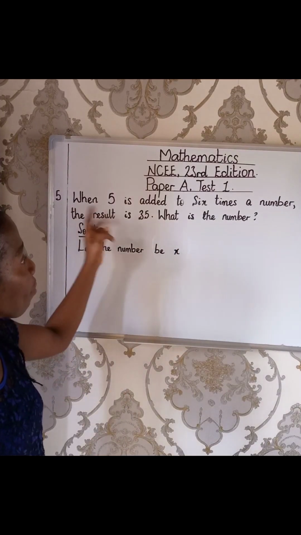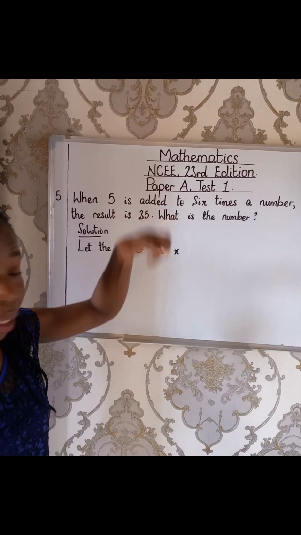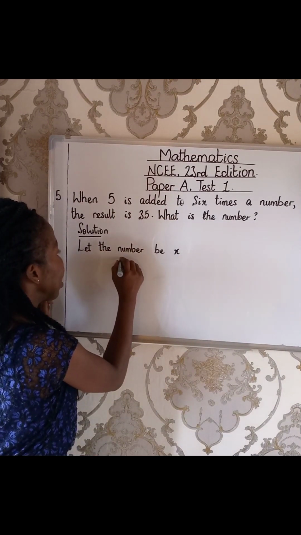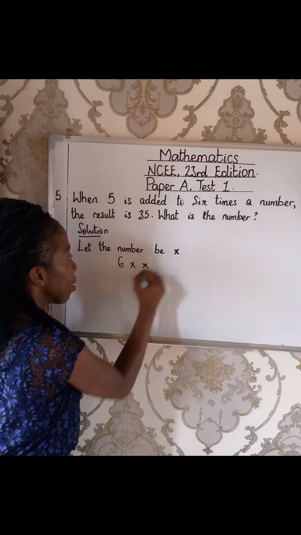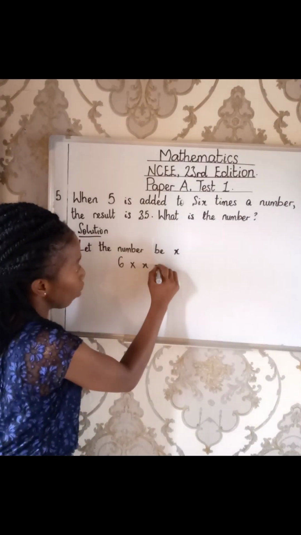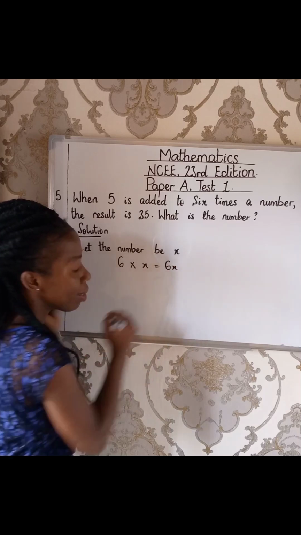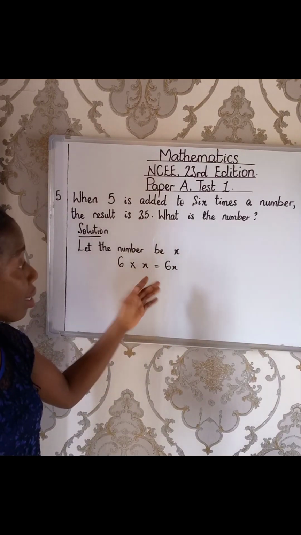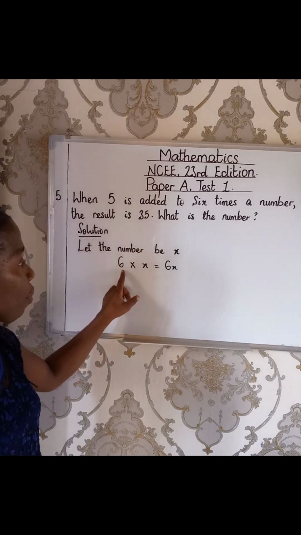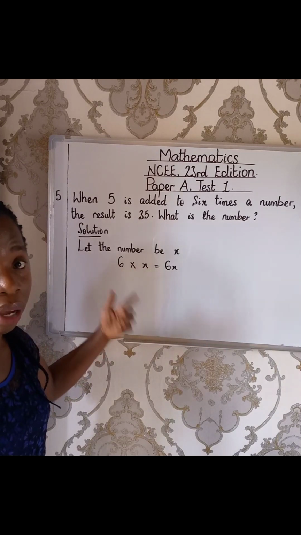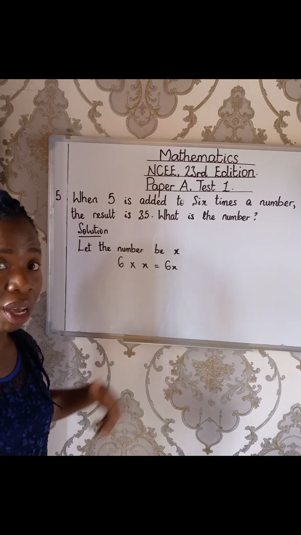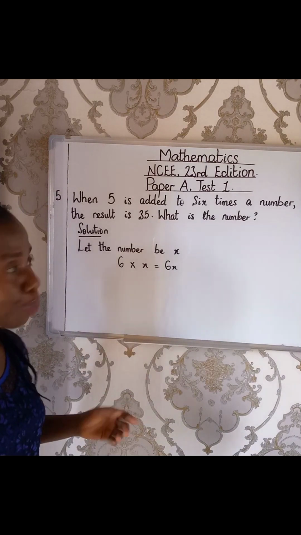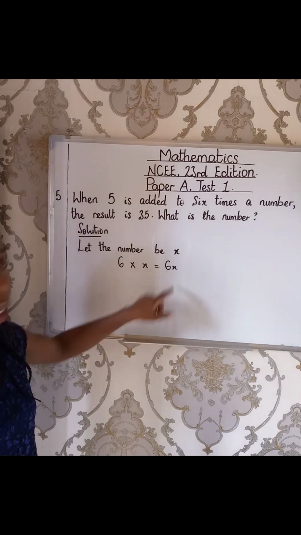Now we're told that when we add 5 to 6 times x, so what do we do? We now say 6 times x. 6 times x is equal to 6x. It's just like saying 6 times 1 is 6. If you have 6 times x, 6x. If you have 6 times v, 6v. If you have 6 times w, 6w. So we have 6 times x, which is 6x.